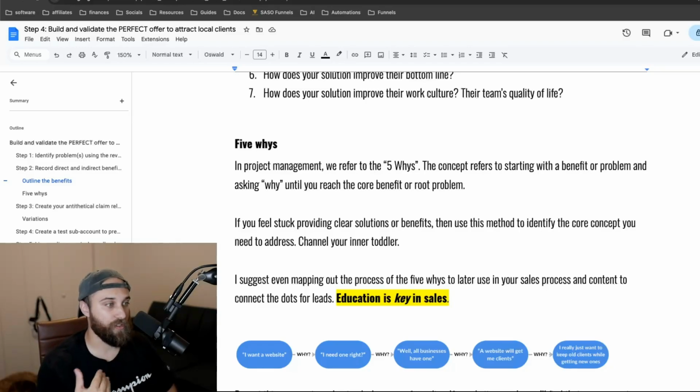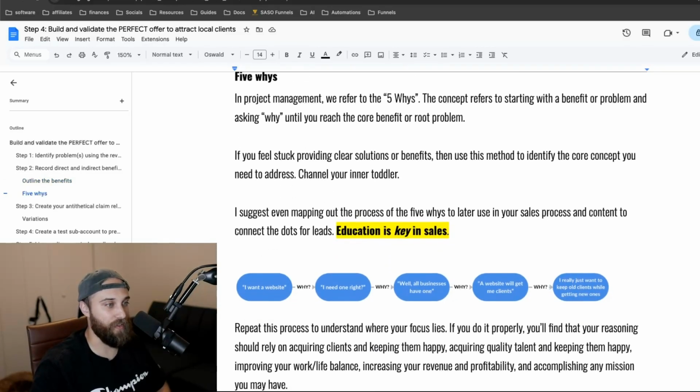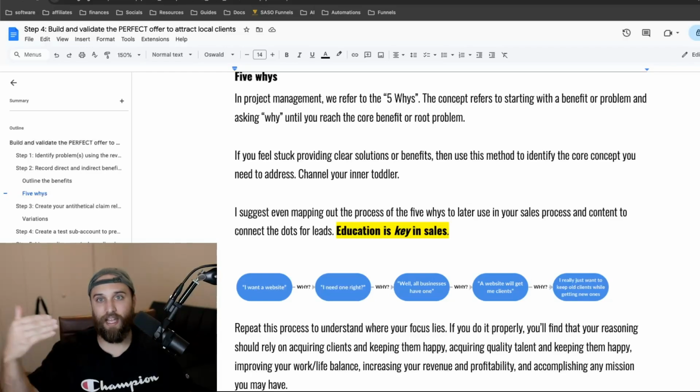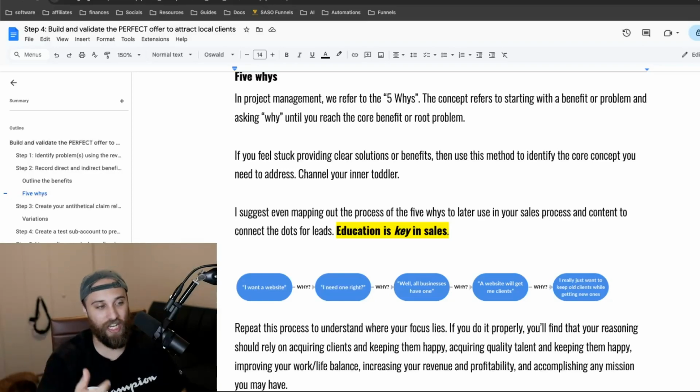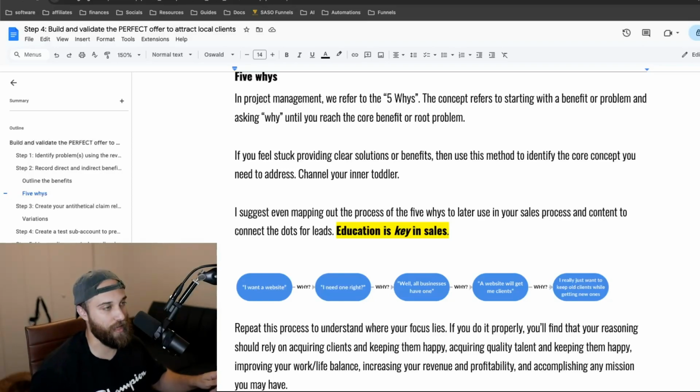Now, if you feel stuck providing clear solutions or benefits, then this method is going to help you identify the core concept that you need to address. Like I said, channel your inner toddler. I'll show you. I suggest even mapping out the process of the 5 whys to later use in your sales process and content to connect the dots. Because as you'll see as we get to the sales portion, education is key in sales. And I'm going to show you how to do that in a training that we have in this series.